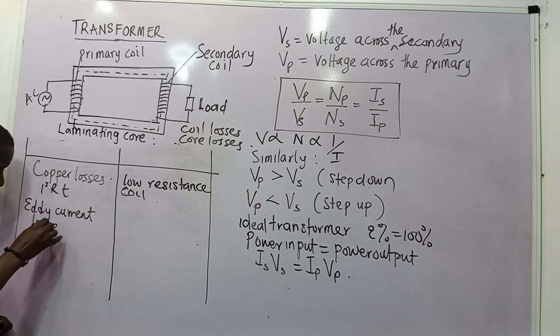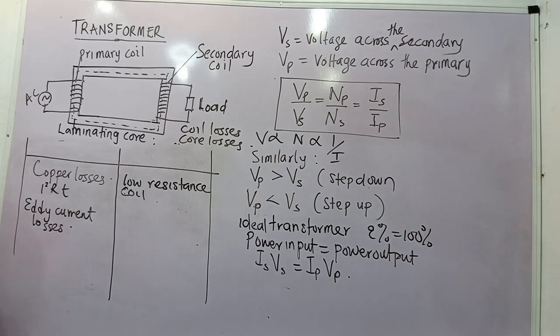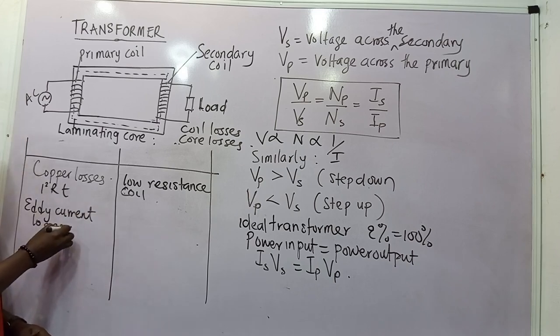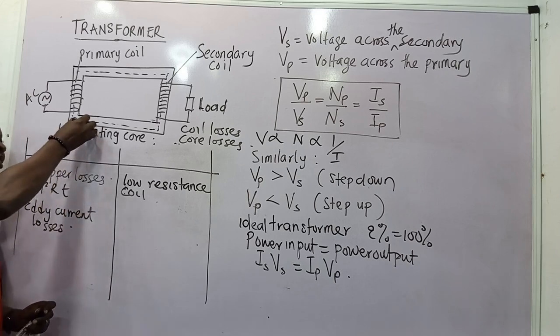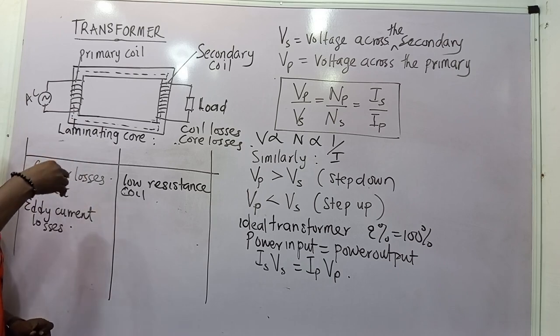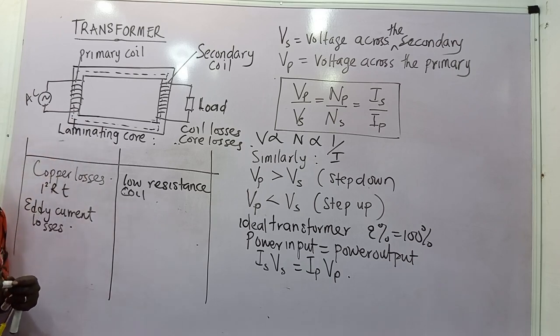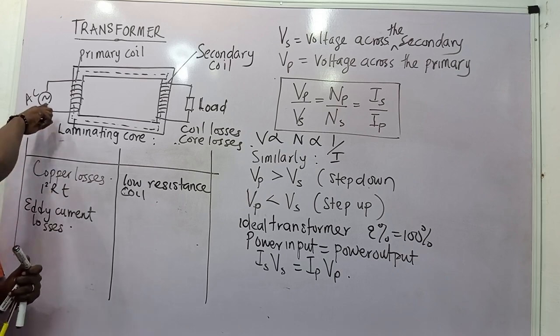Eddy current losses. These are losses created as a result of energy loss due to heat. This energy loss due to heat is created as a result of circulating current in the core. So that means it's a core loss. Circulating current in the core due to the induced magnetic flux that is produced by the AC.